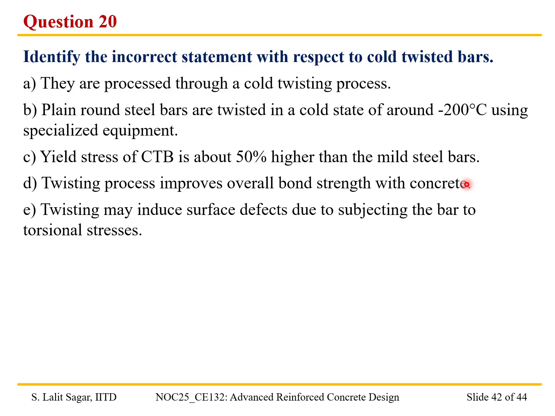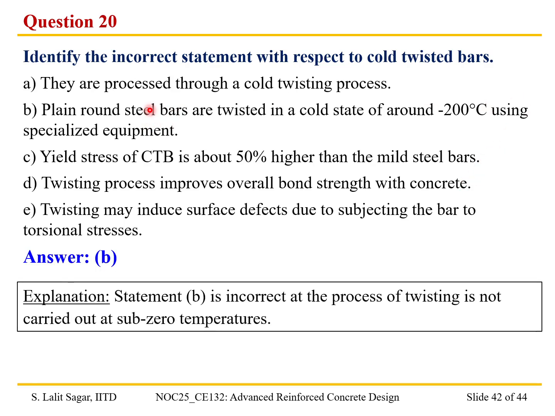Plain round steel bars are twisted in a cold state of around minus 200 degrees Celsius using specialized equipment. Second statement. Third statement is yield stress of cold twisted bars is about 50% higher than the mild steel bars. Next statement is twisting process improves the overall bond strength with concrete. Fifth statement is twisting may induce surface defects due to subjecting the rebar to torsional stresses. So out of these five statements, we can say that option B is incorrect. Okay, the remaining statements are correct.